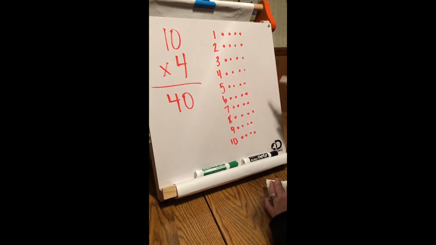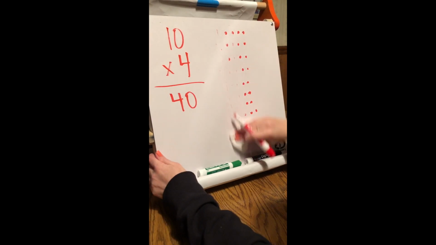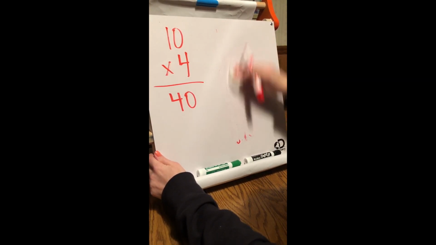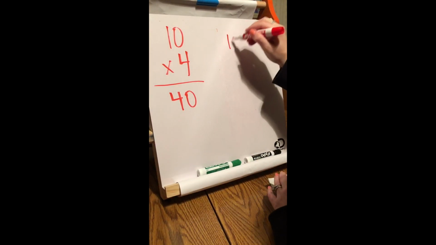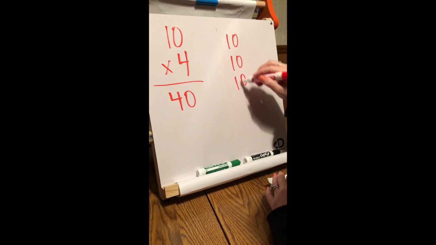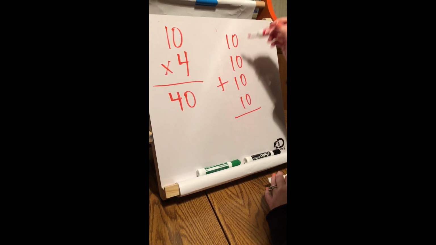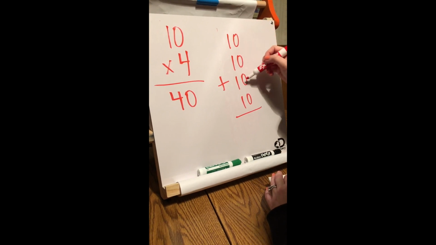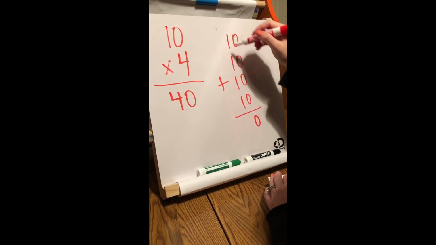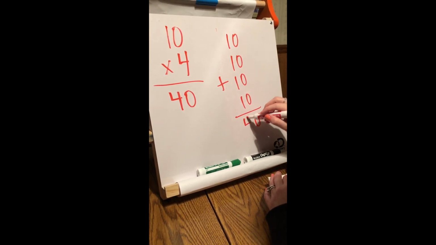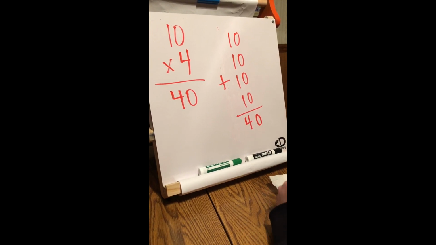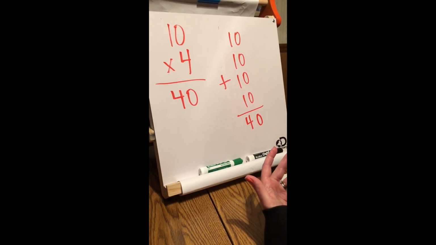If we're using repeated addition, we could use 10 plus 10 plus 10 plus 10. And we would start in the ones column. 0 plus 0 plus 0 plus 0 is 0. 1 plus 1 plus 1 plus 1 is 4. So this is just another way that you can check to make sure that you got the correct product.